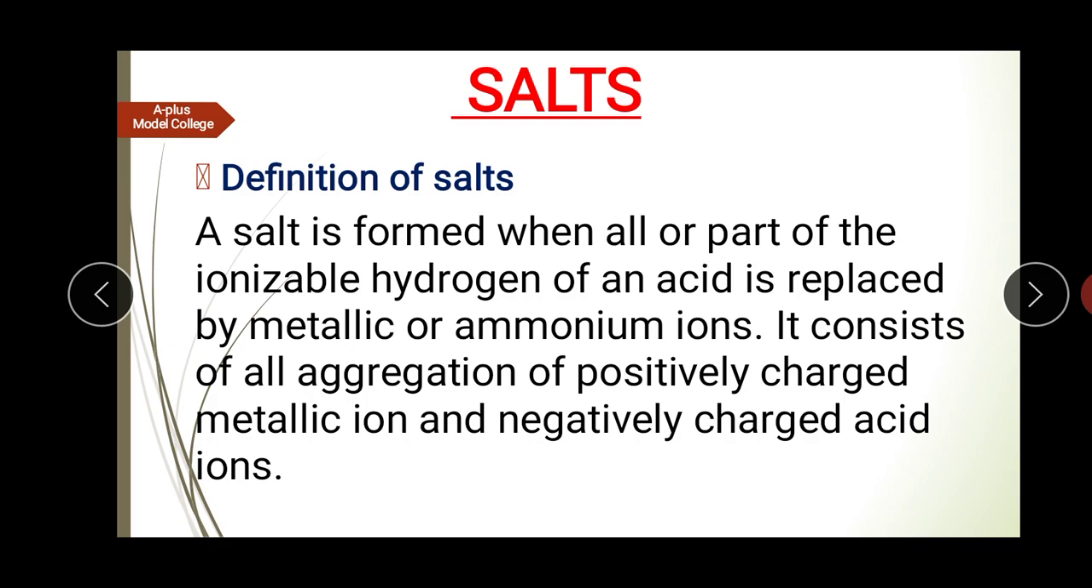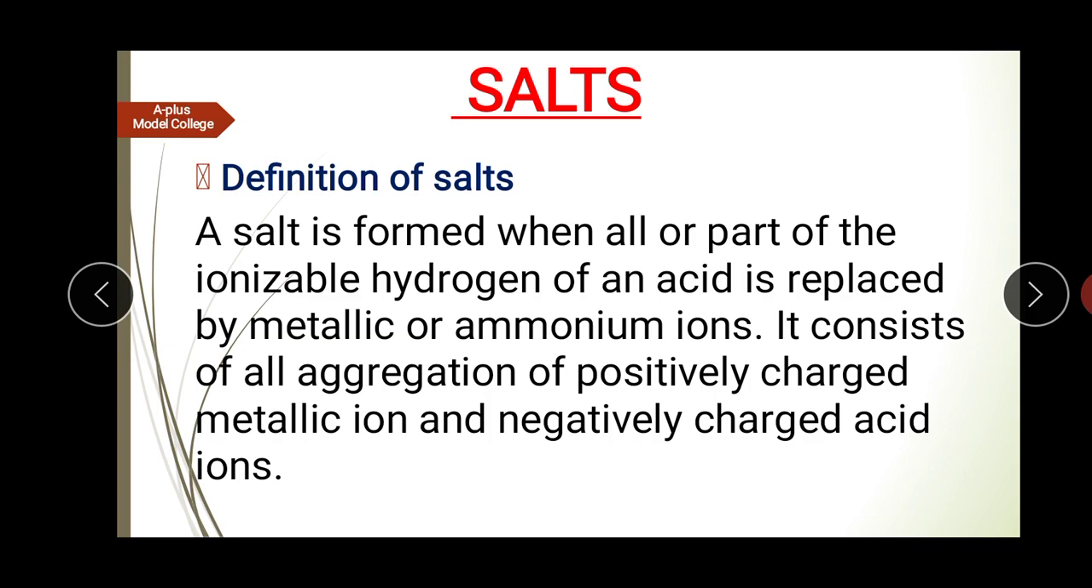Salts. A salt is formed when all or part of the ionizable hydrogen of an acid is replaced by metallic or ammonium ions. Don't forget, we said that an acid that completely ionizes is a strong acid. We said the one that partially ionizes is a weak acid. Whenever an acid reacts with a base, we have the hydrogen ions completely ionized, that is if the acid is strong, or partially ionized, that is when the acid is weak.